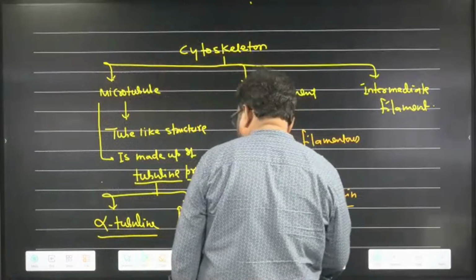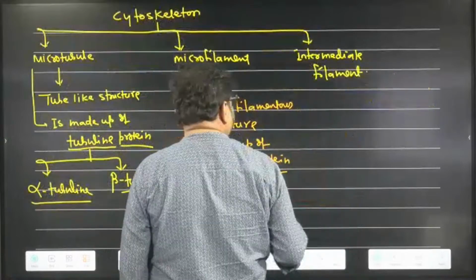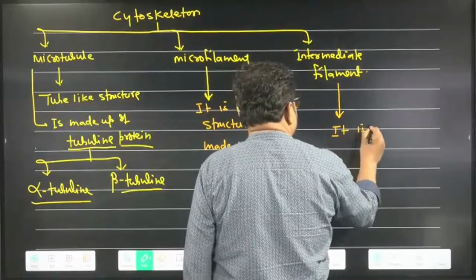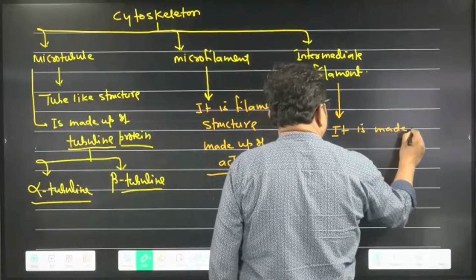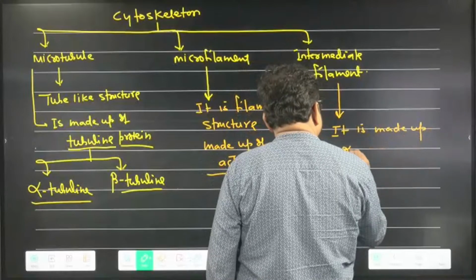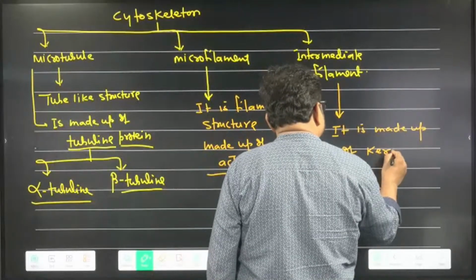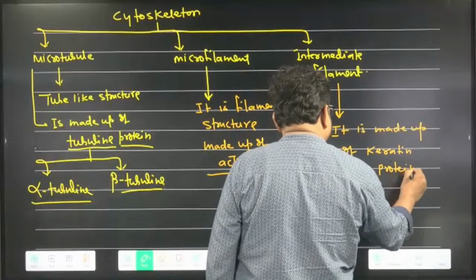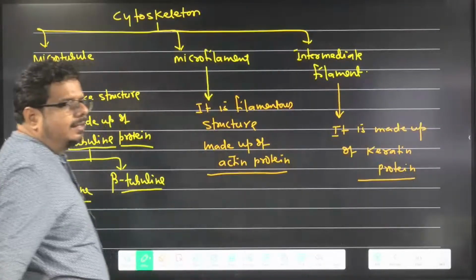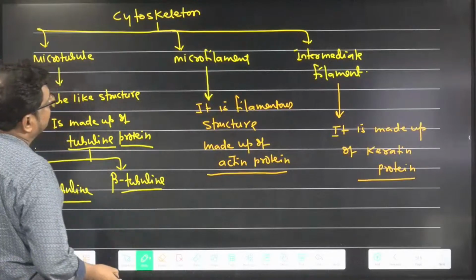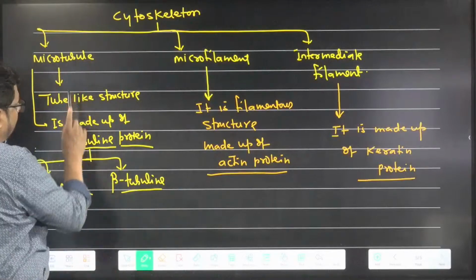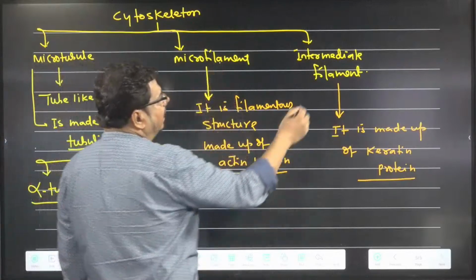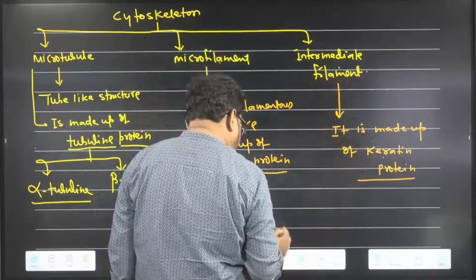Now I am telling about intermediate filament. It is made up of, simply I am writing composition, keratin protein. This is additional to NCERT, which is not in NCERT. Which protein is there in which cytoskeleton? Microtubule has tubulin protein, microfilament has actin protein, and intermediate filament has keratin protein.